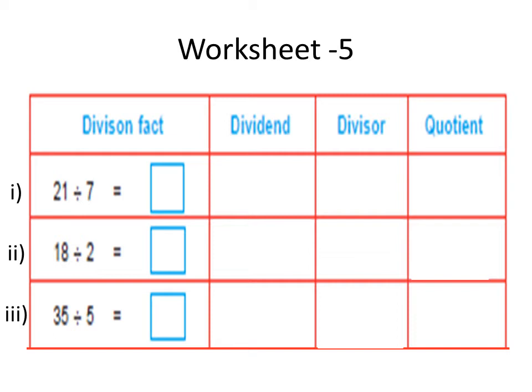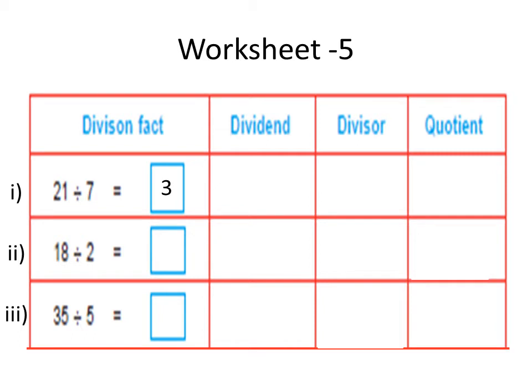Now see first part, 21 divided by 7. Now tell me how many times 7 is 21. For this recite the table of 7 till you reach 21. 7 ones are 7, 7 twos are 14, 7 threes are 21. So write 3 here. Now what is dividend?